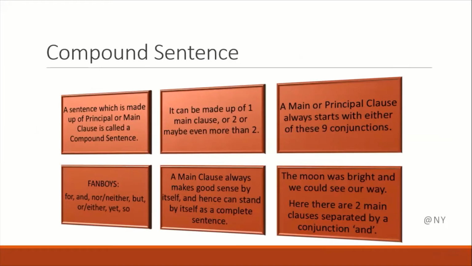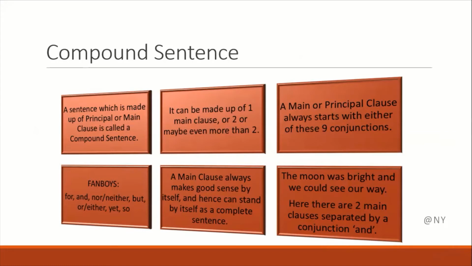Compound sentences. A sentence which is made up of principal or main clauses is called a compound sentence. It can be made up of one or two or maybe even more than two main clauses, because a main or principal clause always starts with one of these conjunctions, and a very easy way to remember them is by FANBOYS: for, and, nor, neither, but, or, either, yet, and so.